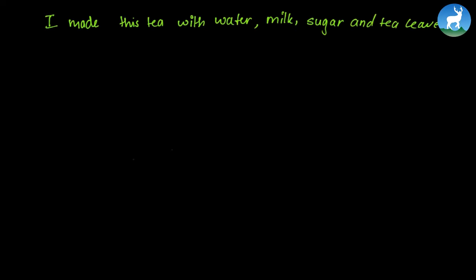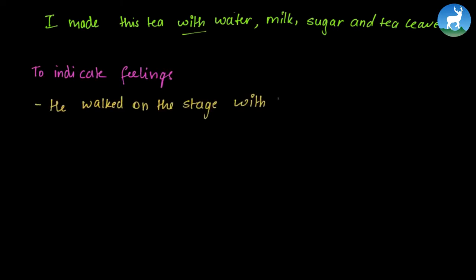Another example is, you can also say, I made this tea with water, milk, sugar, and tea leaves. So you're using so many things to make a tea. So you use with because you're using water, milk, sugar, and tea leaves. With is also used to indicate feelings. You can say he walked on the stage with confidence. So that's a feeling.